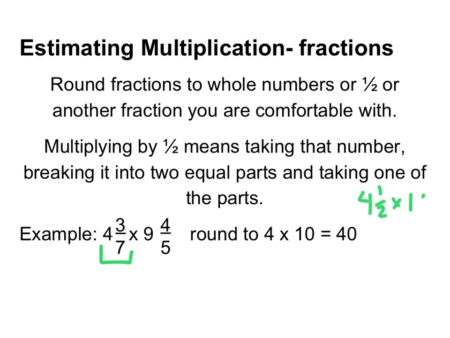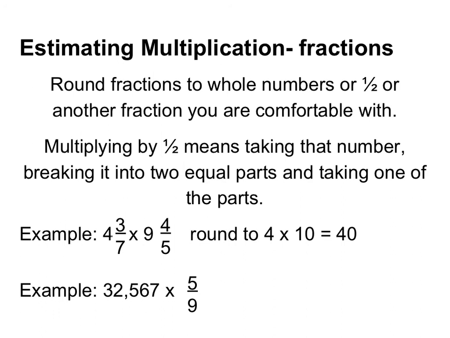4.5 times 10. So 4 tens plus a half of a 10. So 4 tens would be 40. A half of a 10 is 5. So that would give you 45. That would be another excellent estimation of 4 3/7 times 9 4/5. 3/7 is pretty close to a half, so that's a little more accurate, but I'm totally fine with rounding it to 4. We're estimating, right? We're just coming up with an estimate that's close, but not perfect.